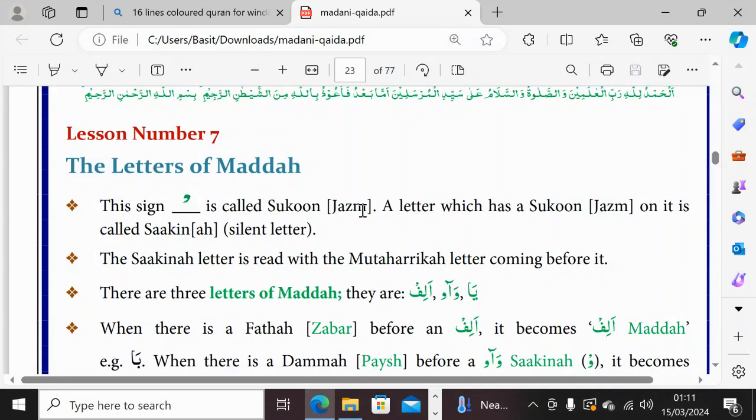Today we are going to start lesson number 7 of Madani Qaida with Tajweed, and the name of the lesson is the letters of Madda.